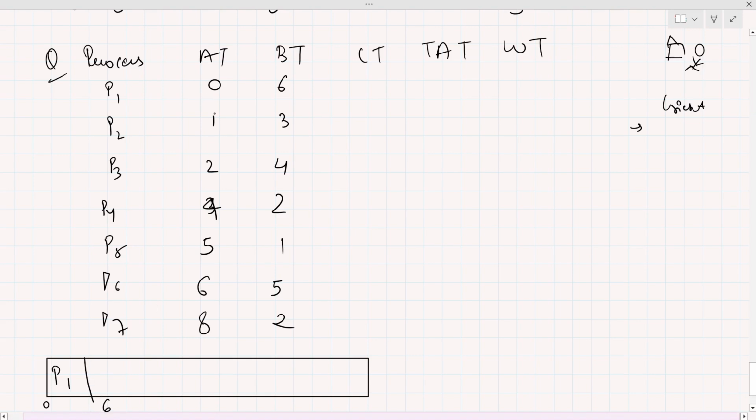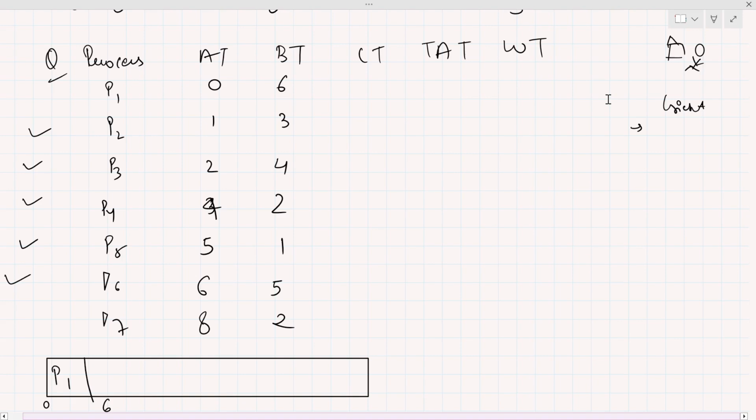After that, at 6, how many processes are available? P2, P3, P4, P5 and P6. So 5 processes are now available to execute. Now whose process will get the CPU? Now we are going to look at the burst time, because we have more than one process. That means we have more than one player to bat, but we are going to send the process that has the smallest burst time.